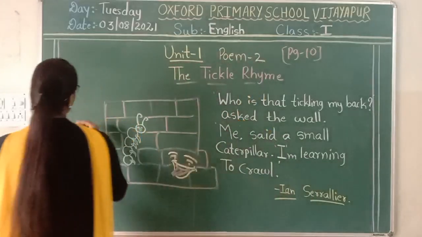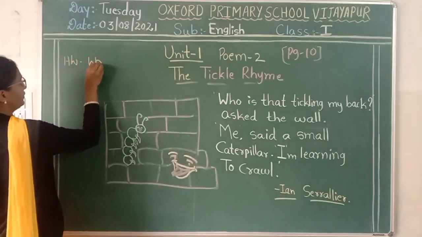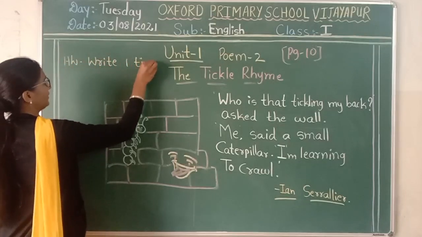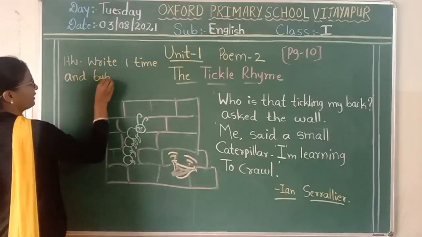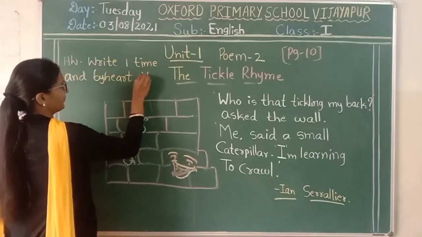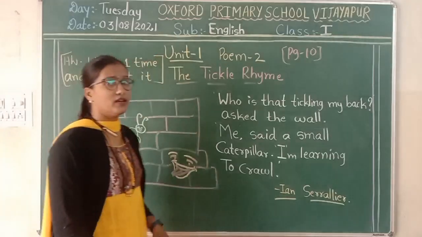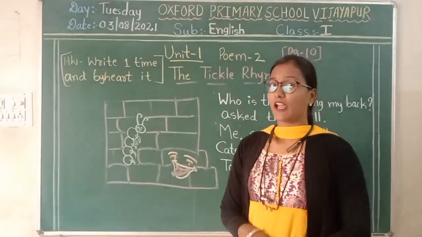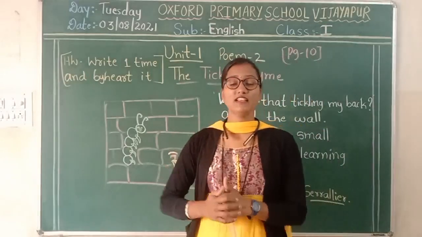So what is your homework? Let me write your homework here. You have to write it one time and learn it by heart. This is your homework, children. Write very neatly. Read the poem. And show your parents in a mimic way how the caterpillar is crawling.